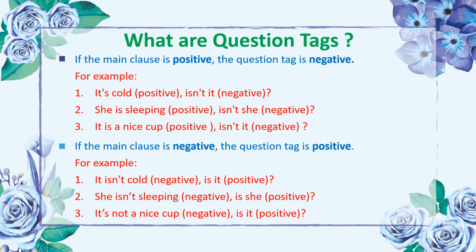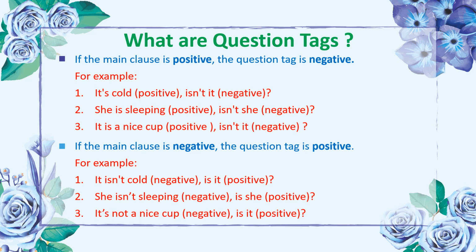I'm going to read the examples. It's cold. It's positive. Isn't it? Negative. She is sleeping. The clause is positive. So the question tag will be negative. Isn't she? It is a nice cup. Positive. Isn't it? Negative.